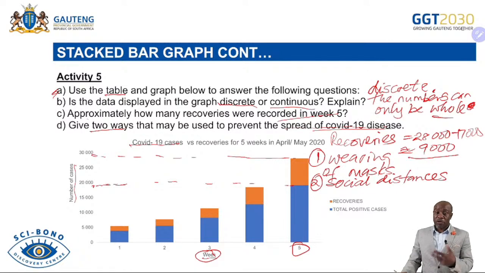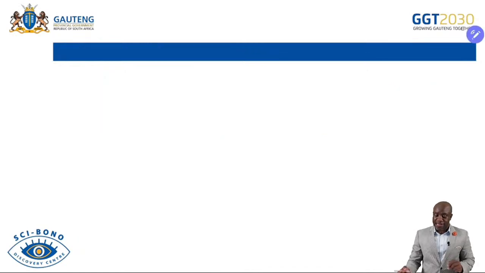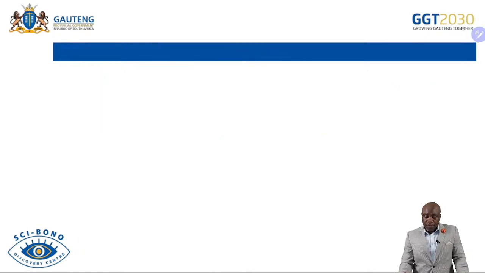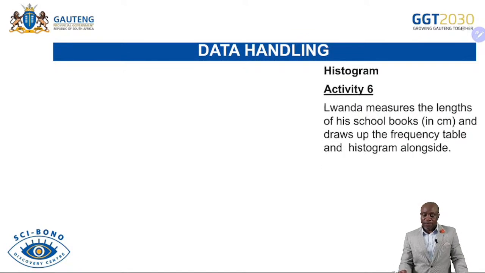That's a general question. If you get that question, it usually comes with your data handling, because we want to see if you understand the context within your data. You need to always understand the context within your data. Now, the next graph that we're going to look at is the histogram.